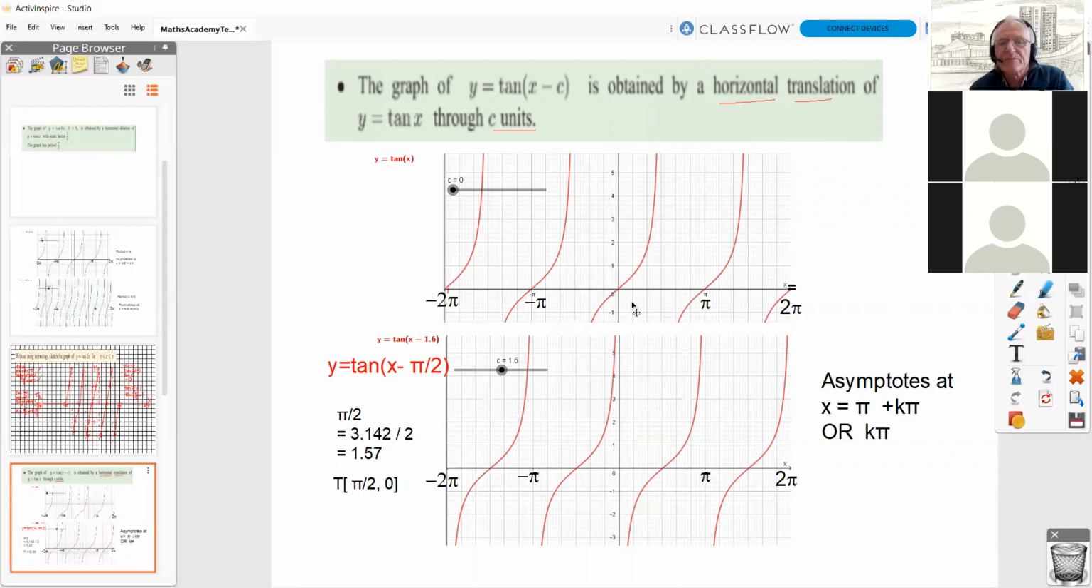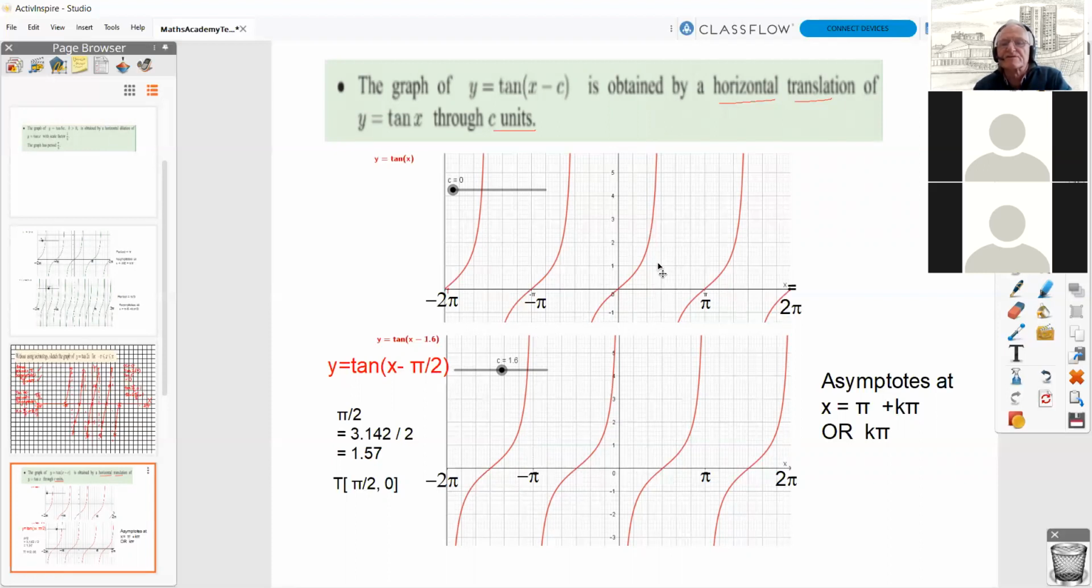And you can see that that's happened because this point here has moved to there. Pi on 2 to the right, 3 squares. Yep. Every point on this graph has been moved pi on 2 to the right.